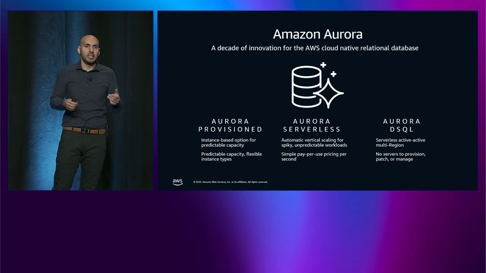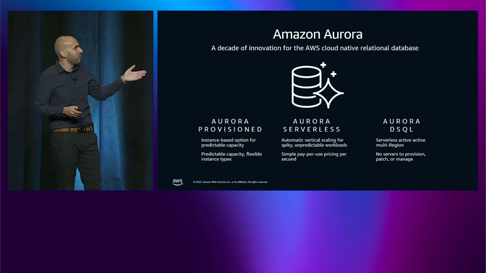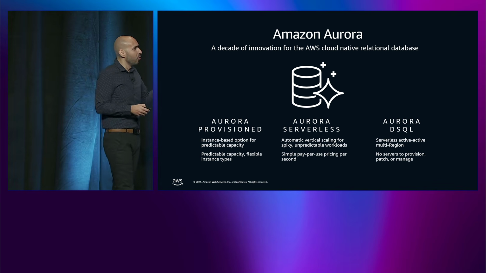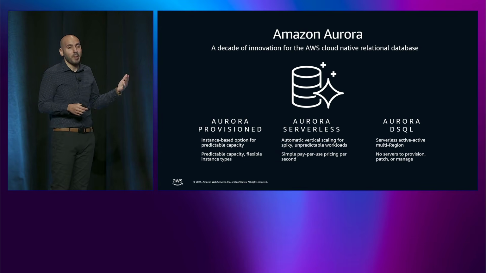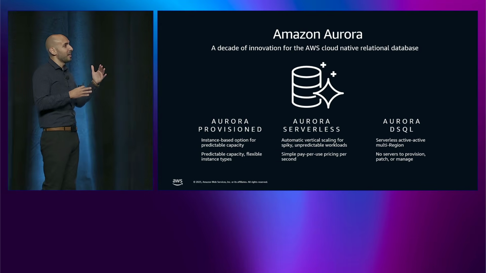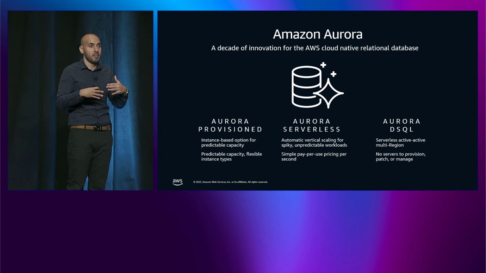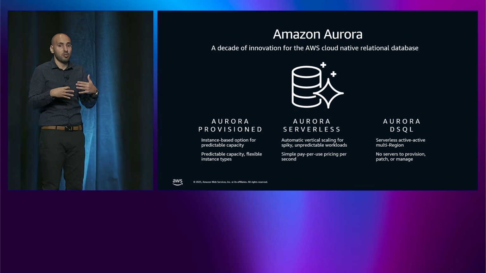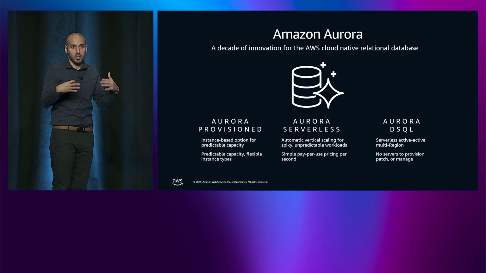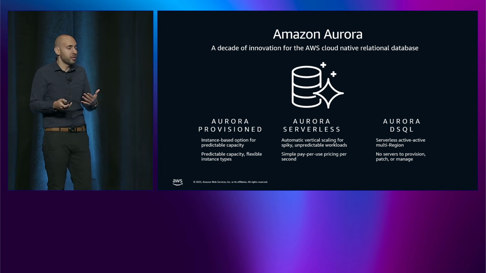Last year, we celebrated a decade of innovation with Amazon Aurora. And as you can see now, we have Aurora Provisioned, aka Aurora instance-based, for predictable workloads. Aurora Serverless, which is great for spiky and unpredictable workloads. It has an auto-scaling mechanism, so you actually get more resources. It can grow and shrink the amount of CPUs and memory based on the actual usage without any interruption to the sessions that are running or SQLs that are running, without any reconnection.